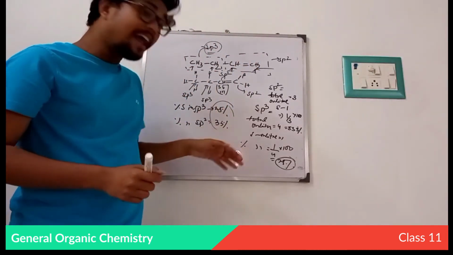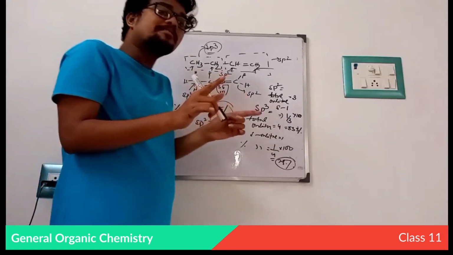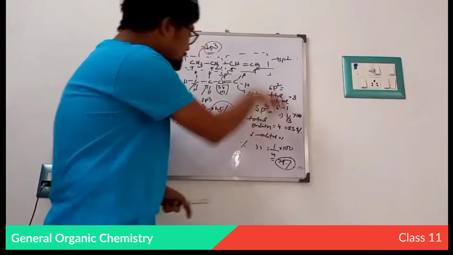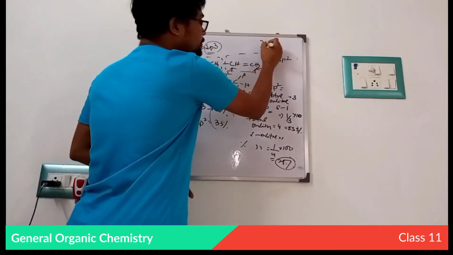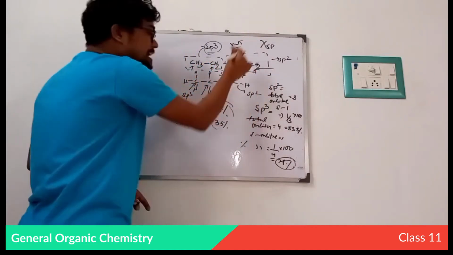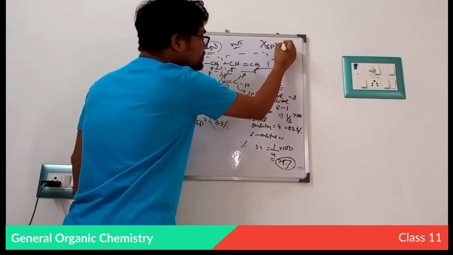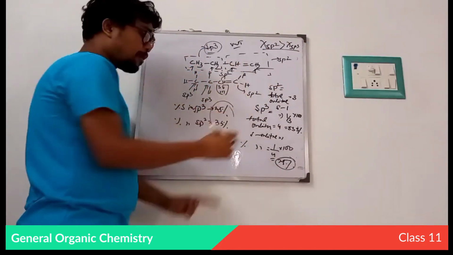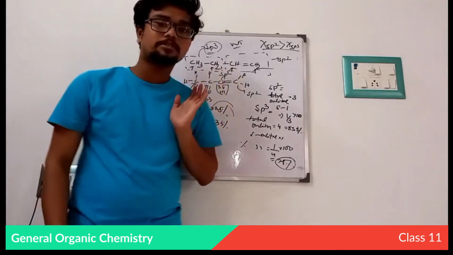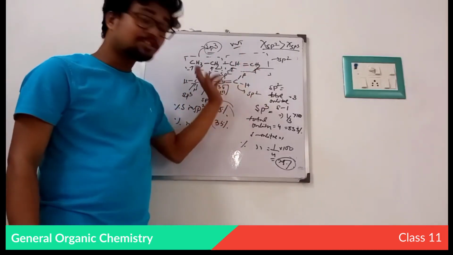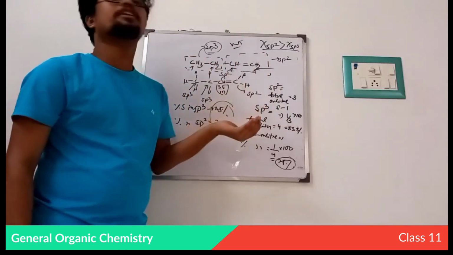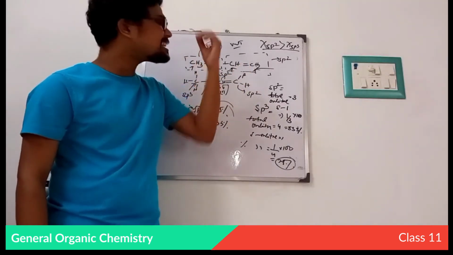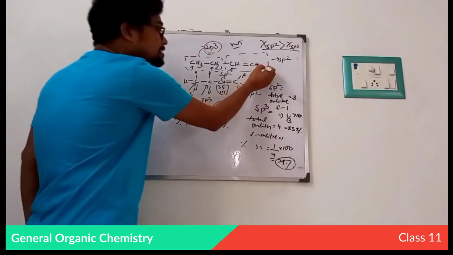Where the percentage of s character, where the s orbital is present in maximum, that is more electronegative. So in this case, sp2 is very important. Electronegativity of sp2 is greater than electronegativity of sp3. This compound has no electronegative atom, but due to the change in hybridization, the electronegativity will change. I have shown you that the sp3 hybridized orbital is less electronegative than sp2. So this part is more electronegative.